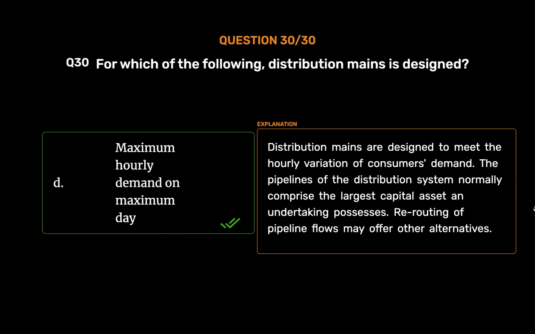Distribution means are designed to meet the hourly variation of consumers' demand. The pipelines of the distribution system normally comprise the largest capital asset an undertaking possesses. Rerouting of pipeline flows may offer other alternatives.